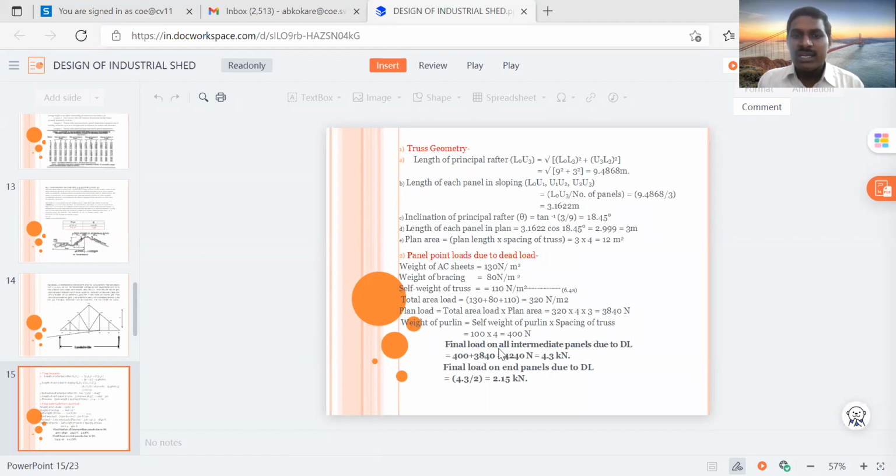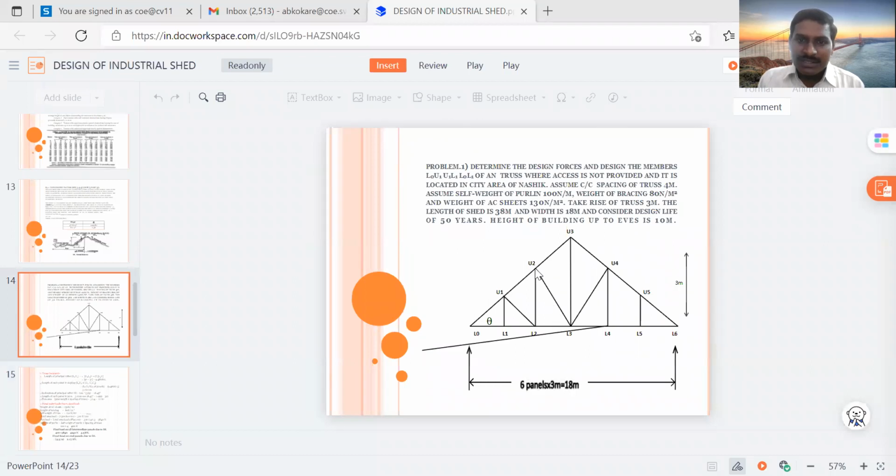So the total final load on all the intermediate panels due to dead load is 4240 Newton, that is 4.3 kilonewton. So we have seen what is a panel point and what is an intermediate point. These points U1, U2 are the intermediate points, and L0, U3 are the end panel points. Similarly, U4, U5 are the intermediate panel points, and L6 and U3 are the end panel points.